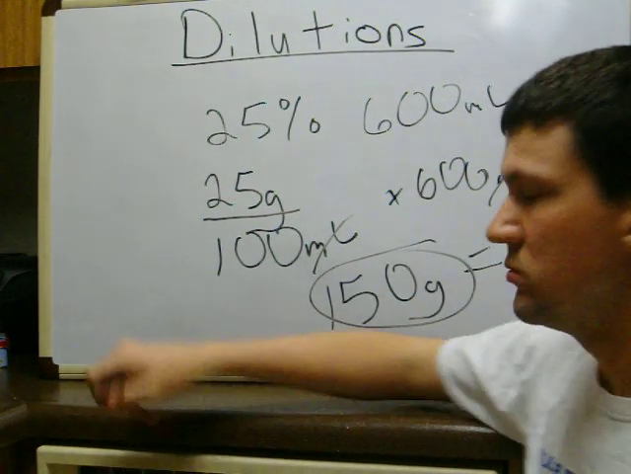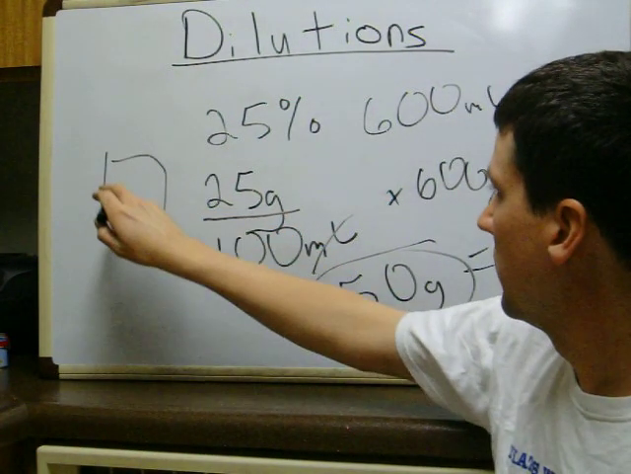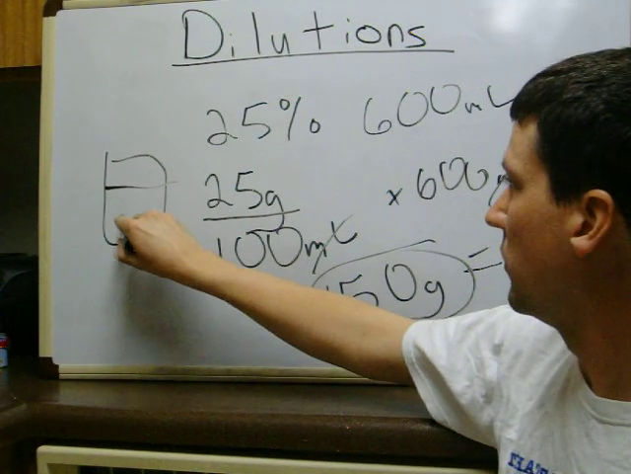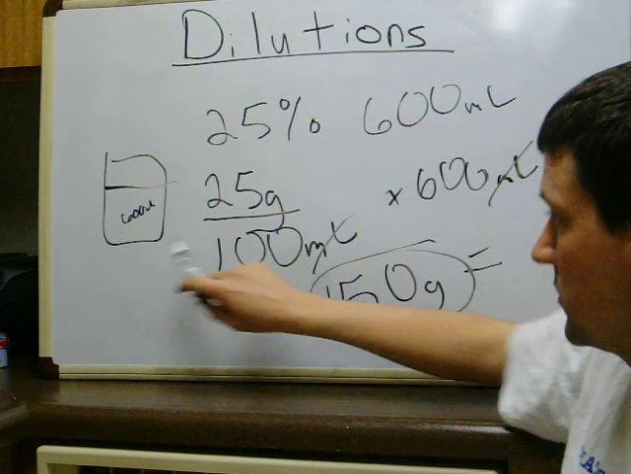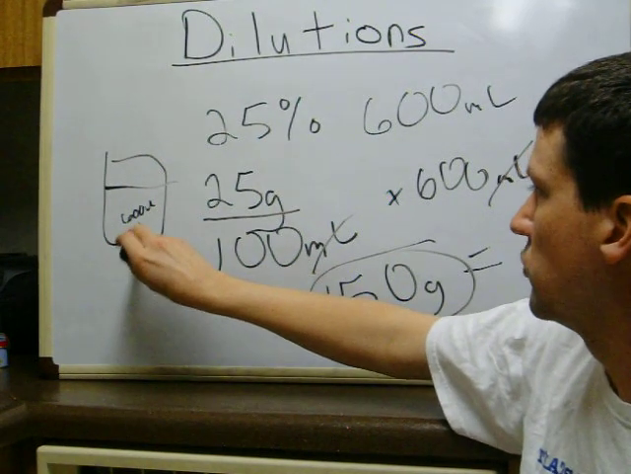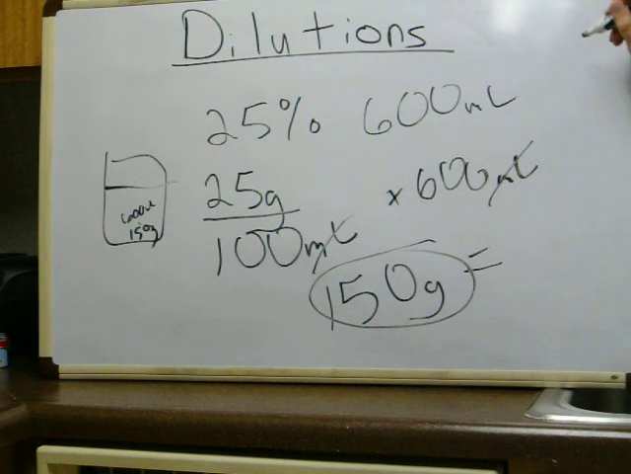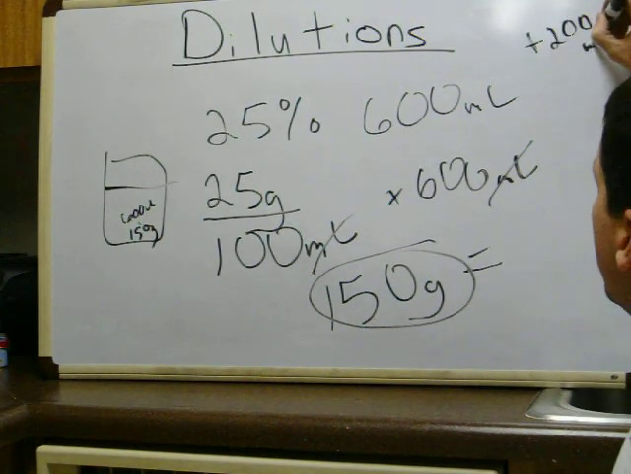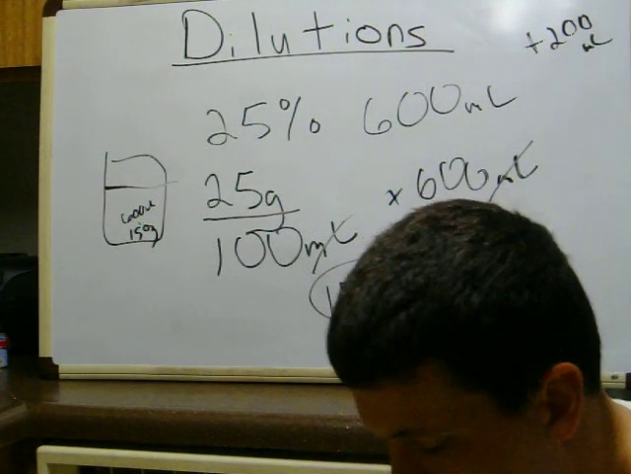Alright, so just to visualize it, we have a little beaker, and in it it's 600 milliliters full, and we have 150 grams in it. Alright, okay, now the next step is we're adding 200 milliliters. And the question is, what's the new percent that we have?